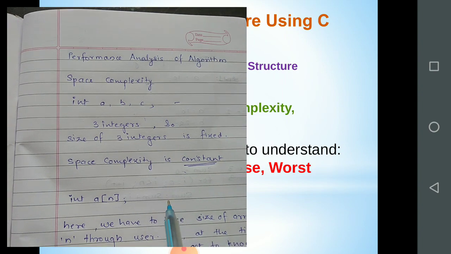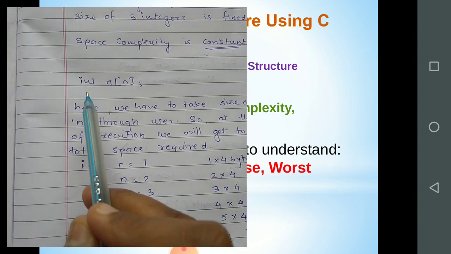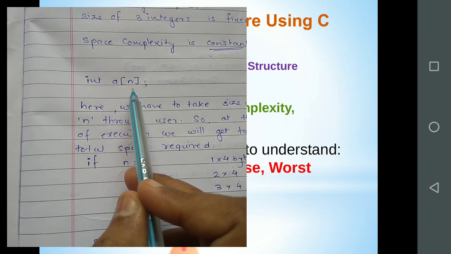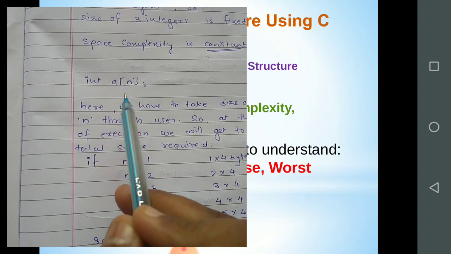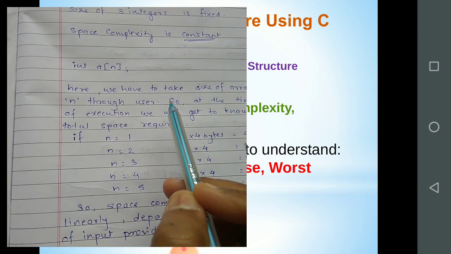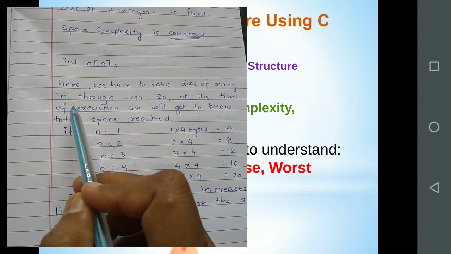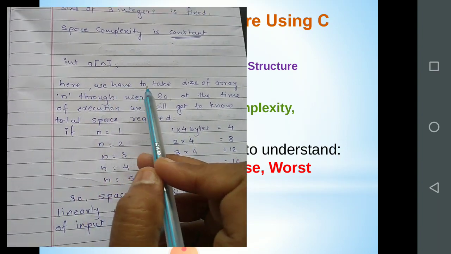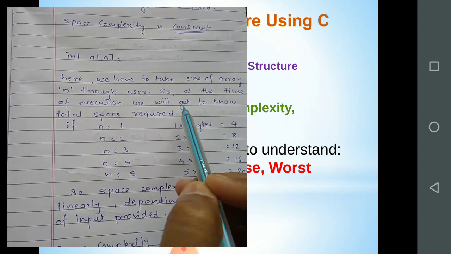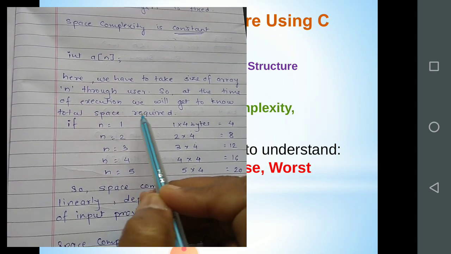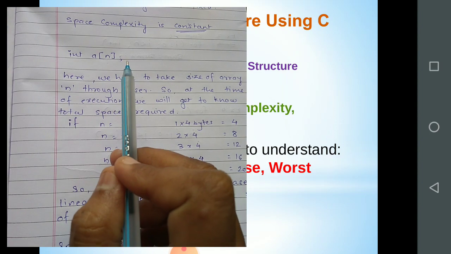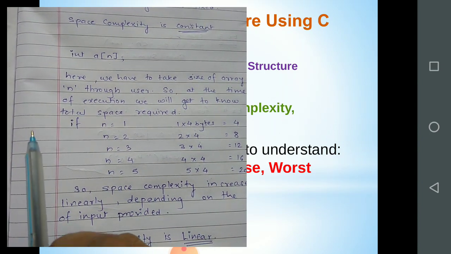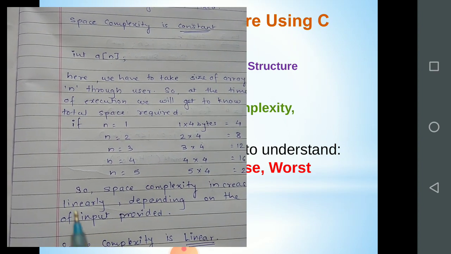In the next one, I have taken integer a of n. This is an array of size n, and that n is unknown to us. Here we take the size of the array n from the user. The user will enter the size of the array, so at the time of execution we will get to know the total space required. Before that we don't know how much space is required by that algorithm. So depending on what the user enters, the space complexity will be defined.